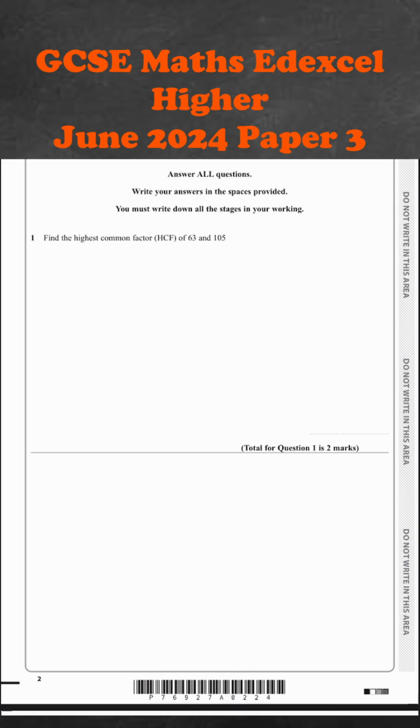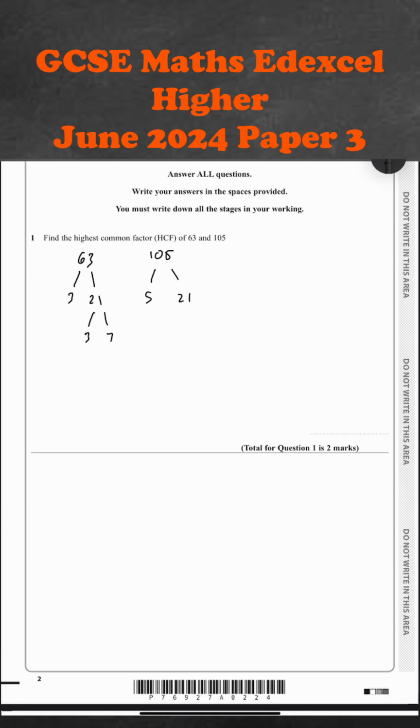Question number 1. Find the highest common factor of 63 and 105. So if we do a factor tree for these, 63 is just 3 times 21, 21 is 3 times 7, 105 is 5 times 21, 21 is 3 times 7. The prime factors that make up both of these are 3 and 7, so the highest common factor is just going to be 3 times 7, which is just 21.